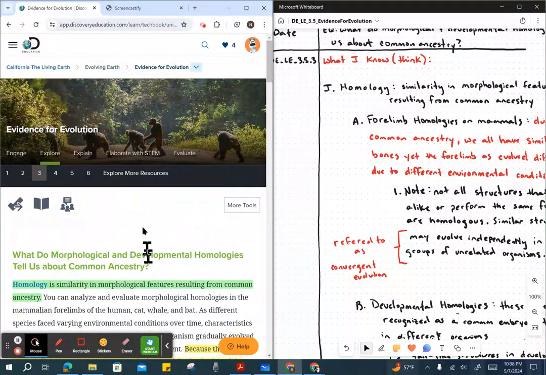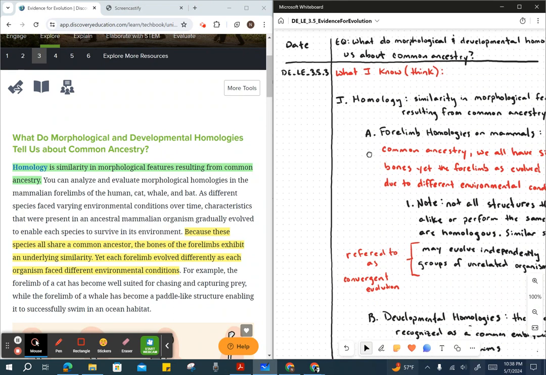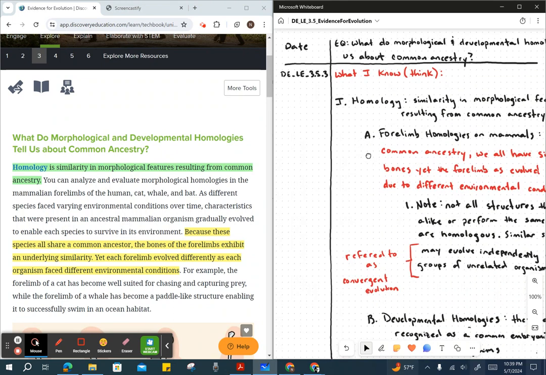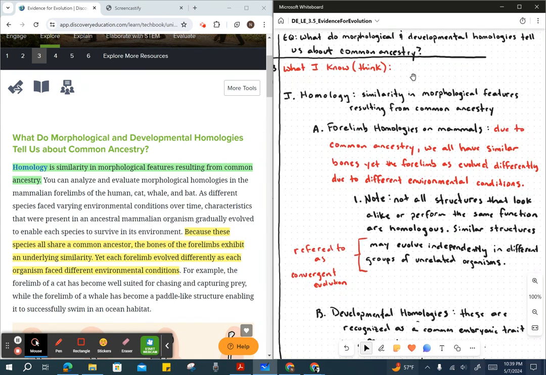Okay, we're looking at explore number 3 from Evidence for Evolution. The essential question: what do morphological and developmental homologies tell us about common ancestry? So go ahead and draw out your Cornell note template and tell me what you know or you think. Hit pause for just a moment.